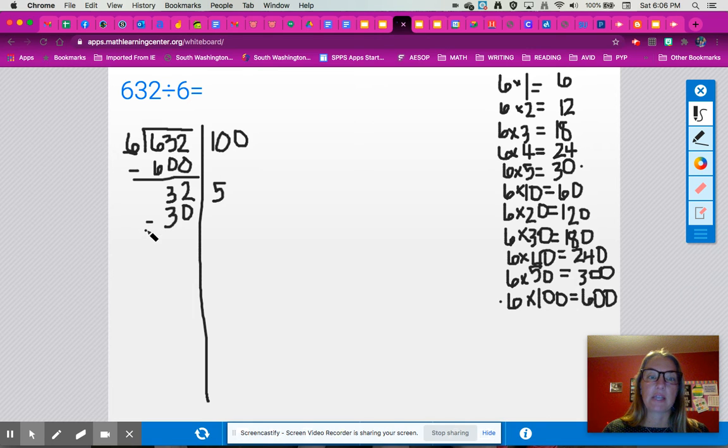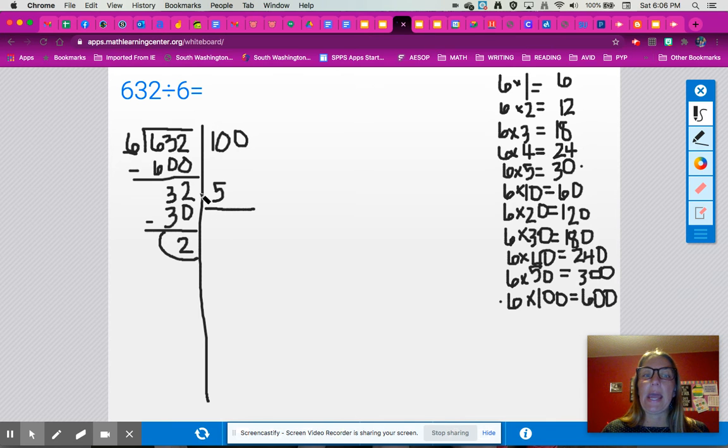Time to subtract again. And I only have 2 Skittles left to share. Can we share 2 Skittles? No, we cannot. We cannot share them equally. So remember I said if you get smaller than your divisor, you are done. Okay? But hold on to this for a second because we're not done.